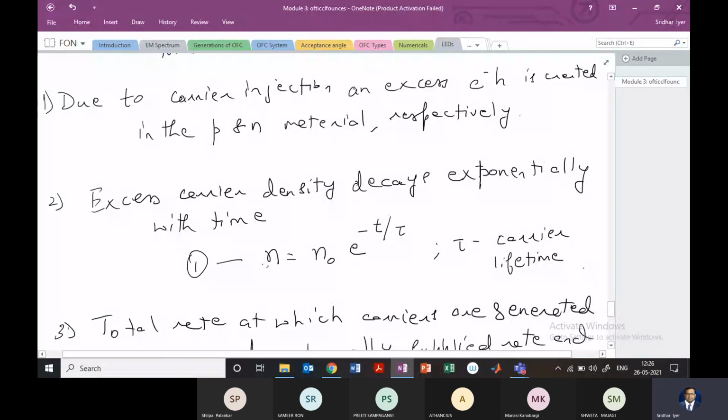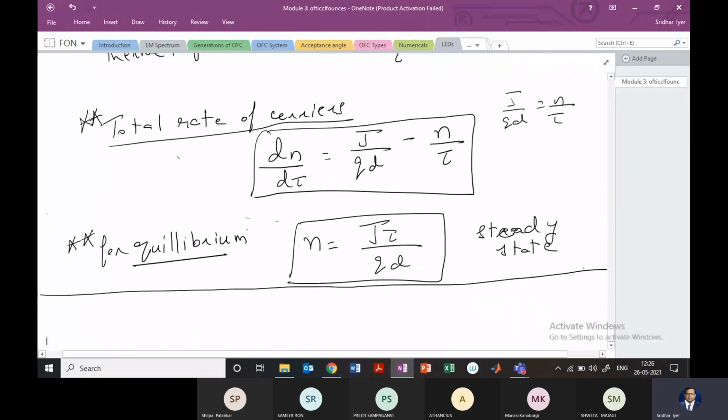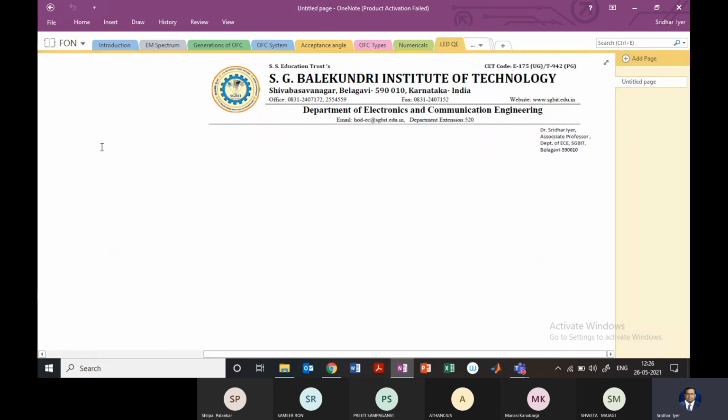So we just started with it, and we have come to the equation for total rate of the carriers, which is there in the bracket here. And for equilibrium, n should be equal to j tau by qd, where we have defined these parameters. So this is what we have done with respect to LEDs till now. Now let us look at the quantum efficiency of the LEDs, and then we can also have the power derived for the LED, right? So we have already defined the internal quantum efficiency.